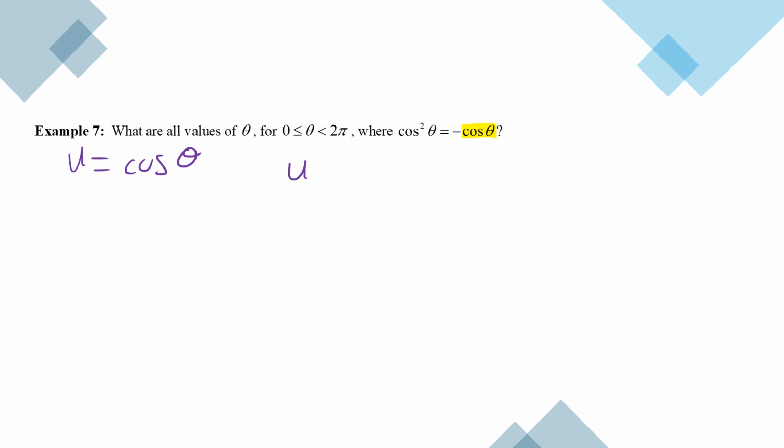So this is going to become U squared equals negative U, because we're letting U be cosine. When you get to AP calculus, you're going to do a lot more intense U substitution. This is just baby U substitution. So now I just got to solve this. To solve this, we got to make one side equal to 0, because that's how you solve quadratics. Then you factor and set each factor equal to 0.